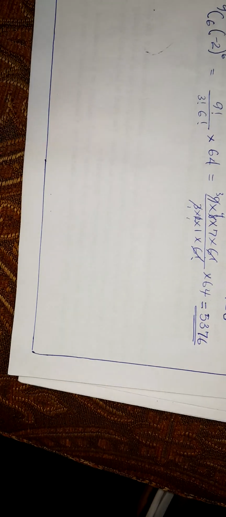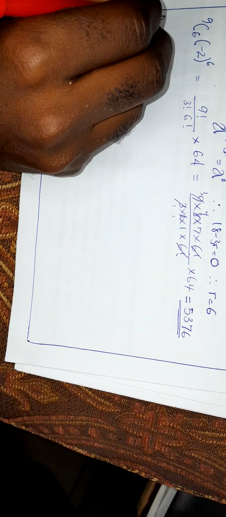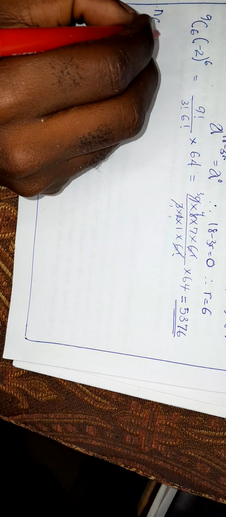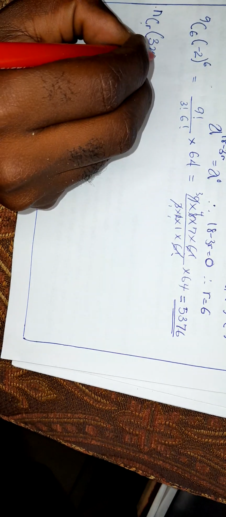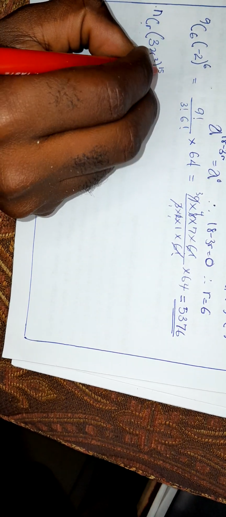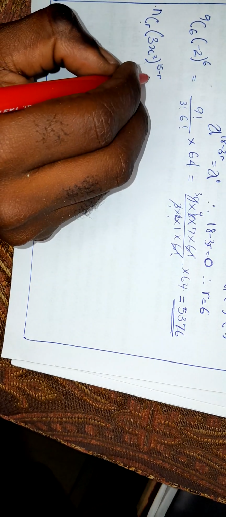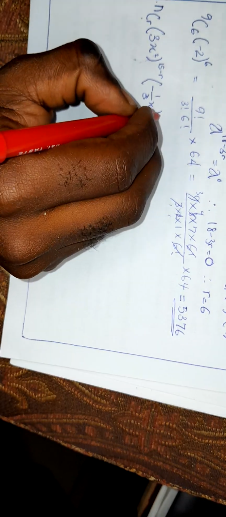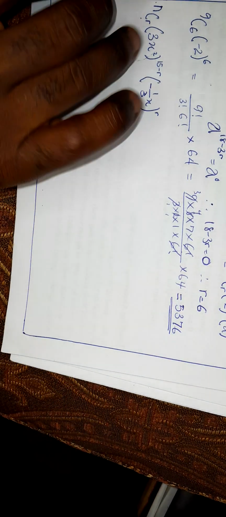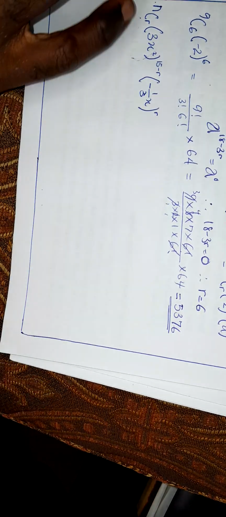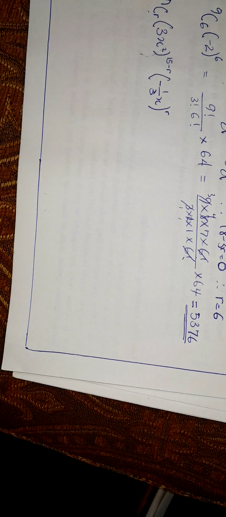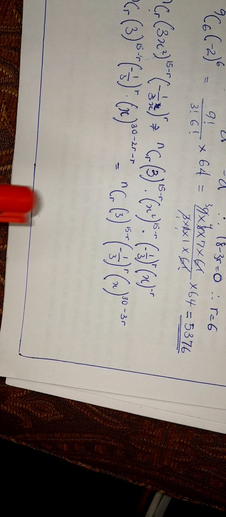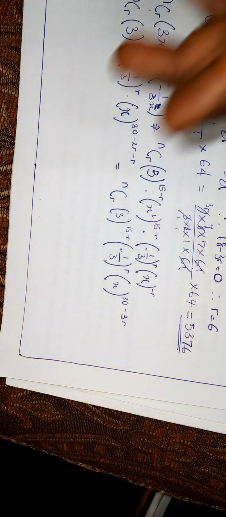For the next one, skipping all those notes, say combination r, I'm having 3x squared to the power of 15 minus r, and then I'm having minus 1 over 3x to the power of r. So I will be expanding this and isolating x, and it's going to look like this. I know there's a lot. So when you expand this, this is what you're supposed to get.